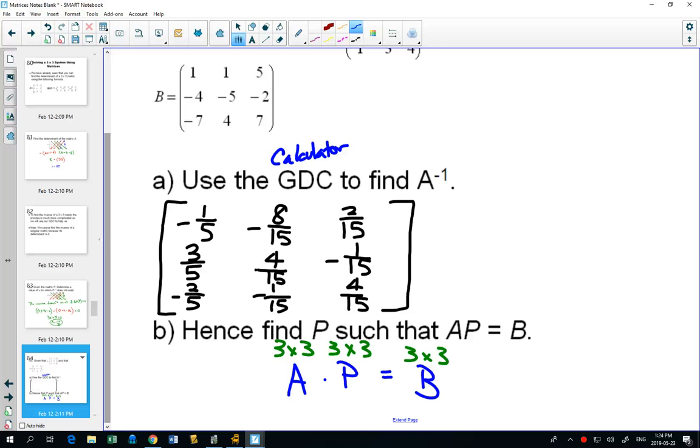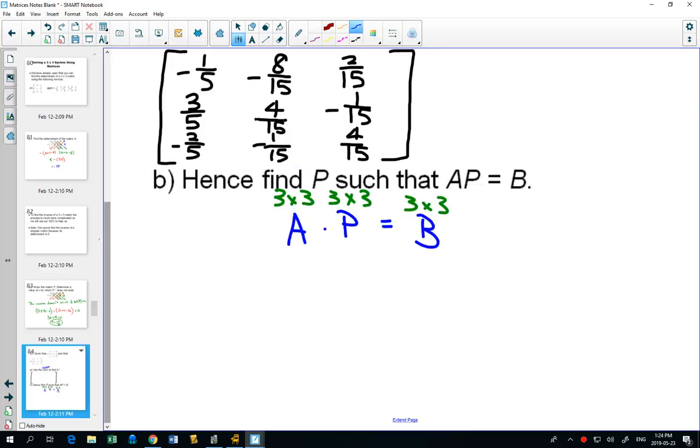Now, if these were numbers, if it was 2 times P equals 7, you would just divide by 2 to get P by itself. But we don't have dividing in matrices. The only thing we have in matrices are inverses. And if you multiply by an inverse, you get an identity matrix. And an identity matrix is like a 1. When you multiply anything by 1, it stays the same. So we can get rid of this A if we multiply by A inverse.